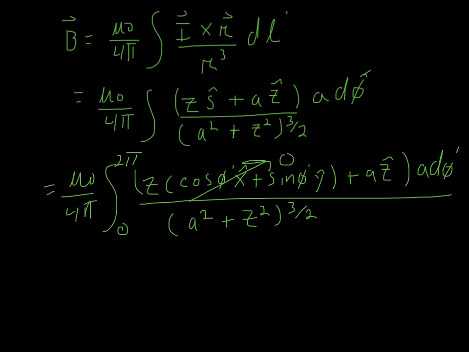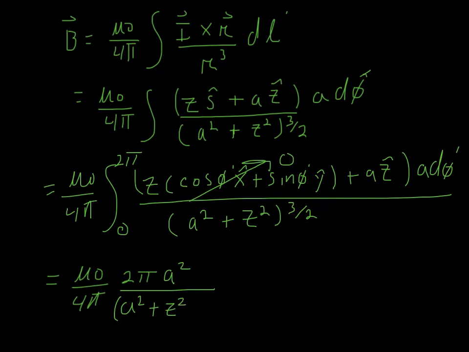That's just going to be equal to, let me get my pen back, mu naught over 4 pi. Alright, the phi integration is going to give me a 2 pi. Times, I have an a and an a, so it's going to be an a squared, just over a squared plus z squared to the 3/2. Okay, and that's going to be mu naught a squared over 2 a squared plus z squared to the 3/2. All right, very easy integration.